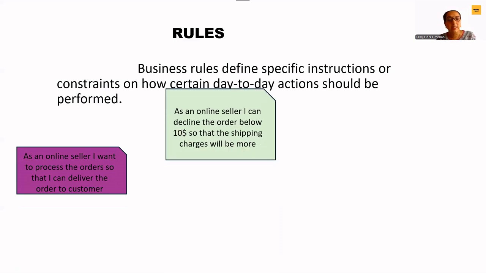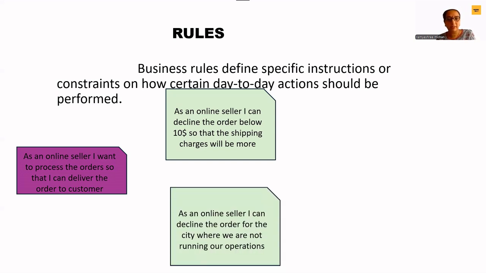So as an online seller, I can decline the order. See, it is up to me. Let's say you, as a customer, as a buyer, have bought a certain t-shirt. You already paid for it. Okay. So now it is up to me to process your request, or it is up to me to decline your request, right? So as an online seller, I can decline the order which is below $10 so that the shipping charges will not be more, correct?